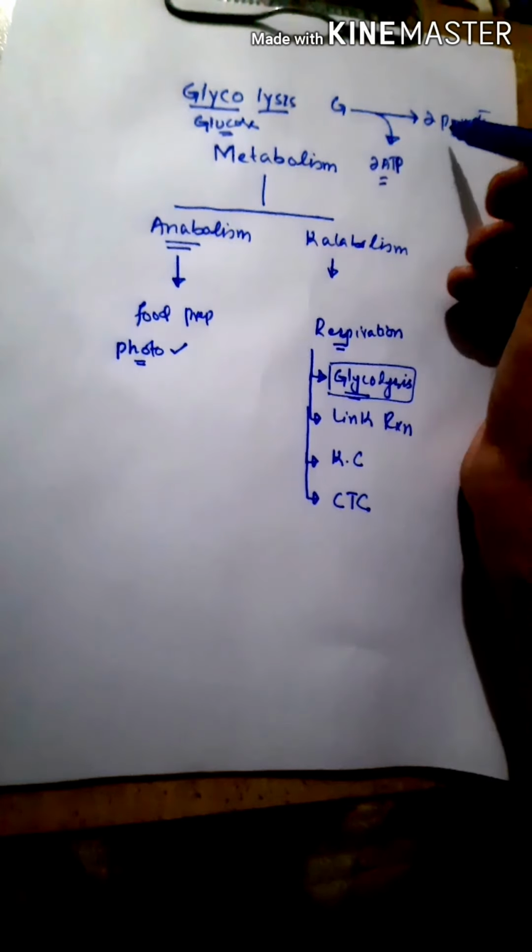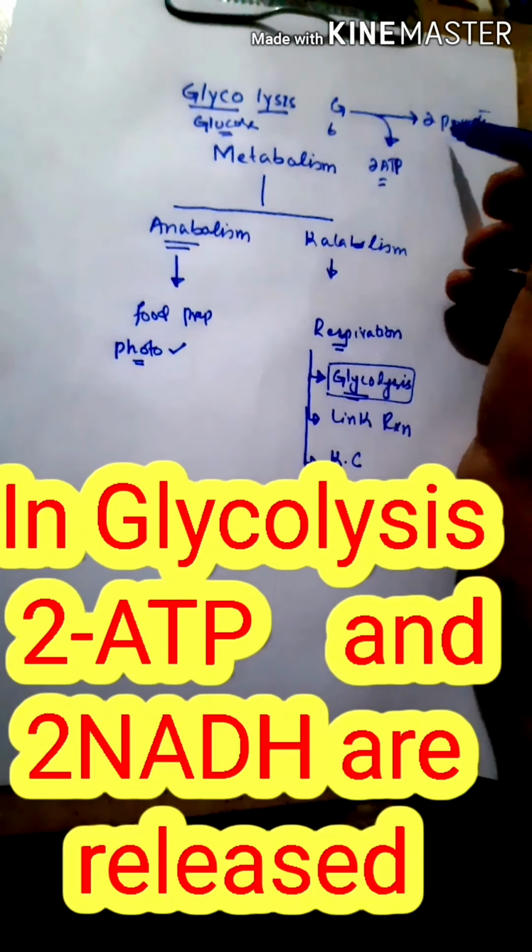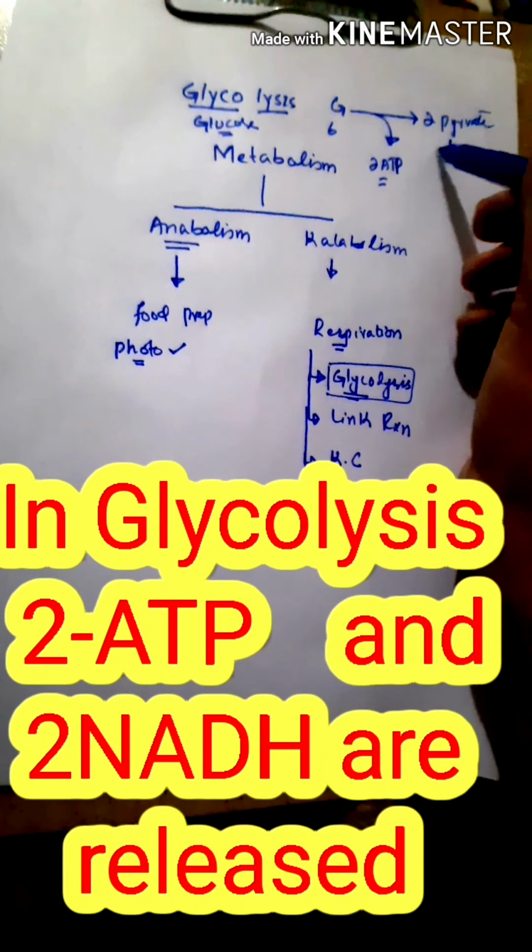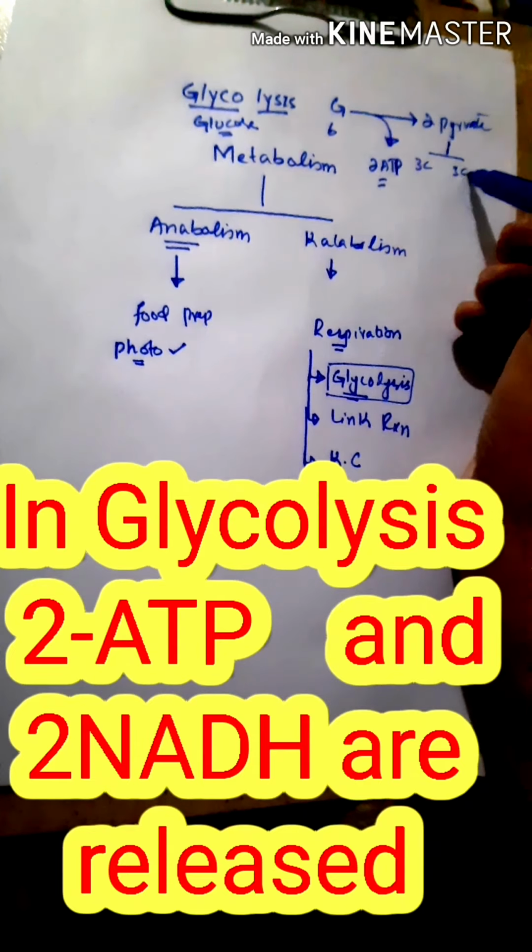We know in glycolysis only 2 ATP are released, which is the energy released in this process. Glucose is broken down into pyruvate molecules. Glucose contains 6 carbons, and there are 2 pyruvate molecules. Both molecules contain 3 carbons.